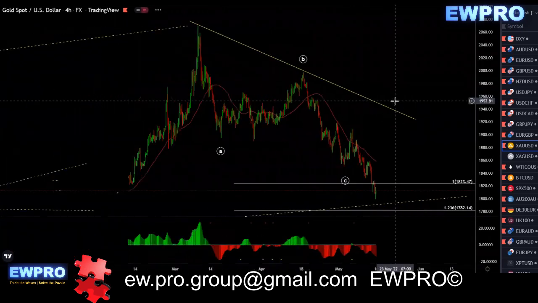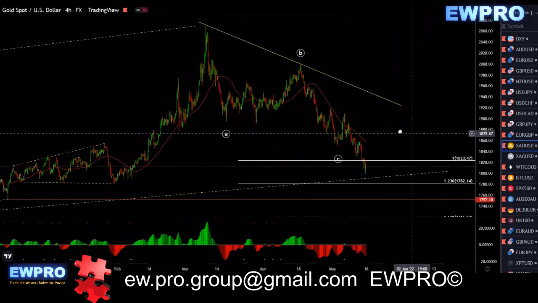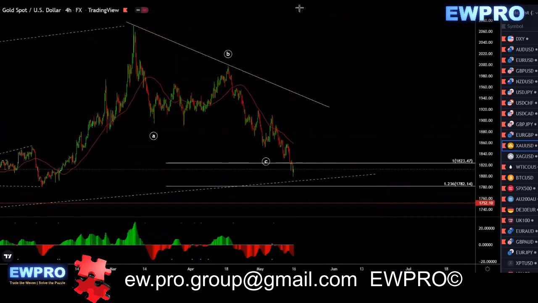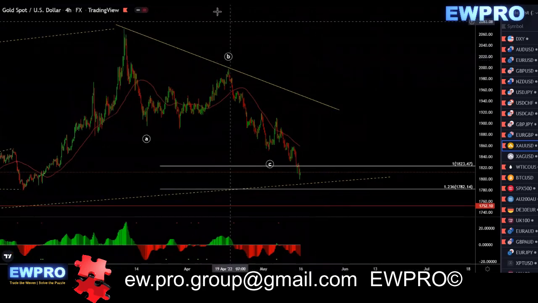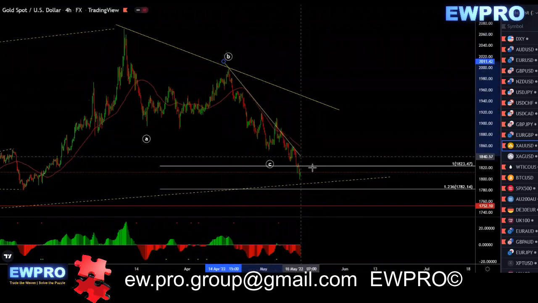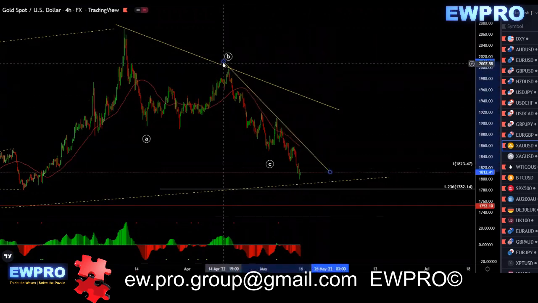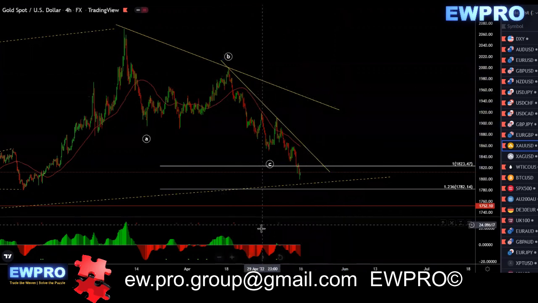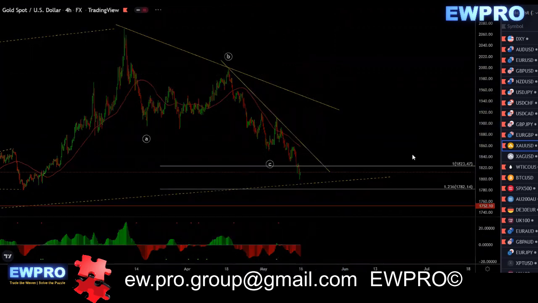On the H4, we didn't quite get to that 100 fib last week. So we're looking at that A, B, C. We got the bullish divergence. We're just waiting for that trend line break and a buy setup. And then it should be good to buy. We have that bullish divergence.